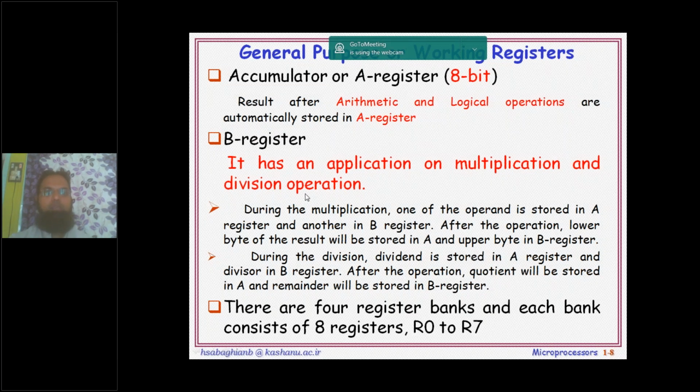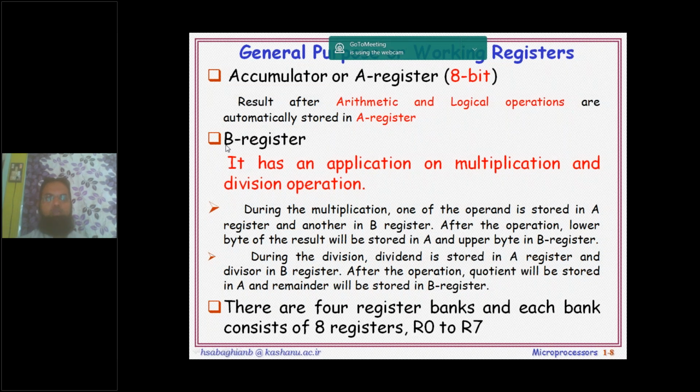The same kind of thing happens during the division operation also. When there is a need to divide an 8-bit value by another 8-bit value, the 8-bit dividend is to be taken in the A register, and the 8-bit divisor is to be taken in the B register. And when you use the div instruction to divide, it provides two results. One is the quotient, another one is the remainder. Quotient is stored in the accumulator, remainder is stored in the B register. So this is the special application of the B register. It is basically a general purpose register.